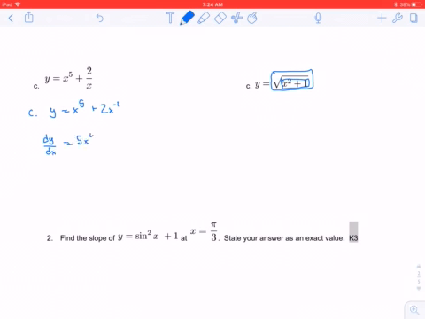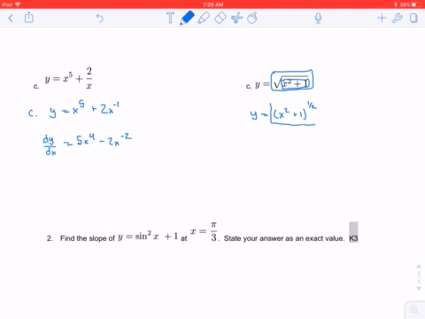So we're going to get 5x to the 4 minus 2x to the negative 2. And again, it says don't simplify, so we don't need to write that as a positive exponent. So we're done here. And then our very last one, again, I might want to rewrite this. I'm going to need to use the chain rule, but I'm going to write it as x squared plus 1, where the exponent is to the half.